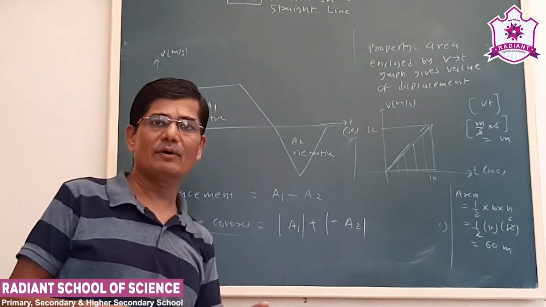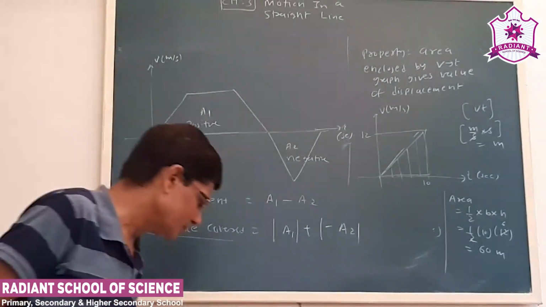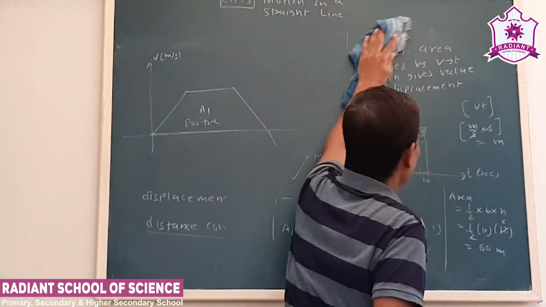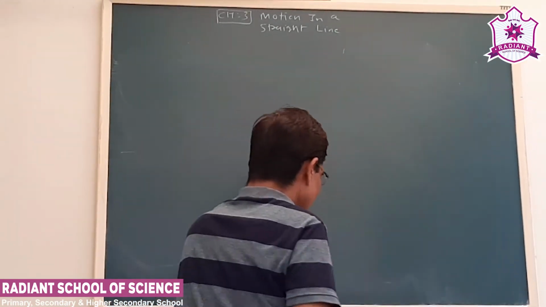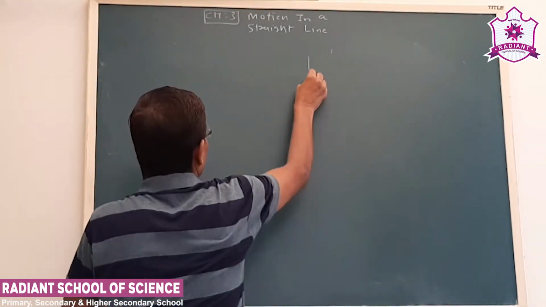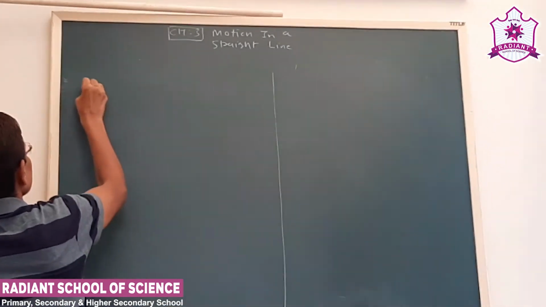So this is about the velocity versus time graph. Now next is a very important topic, that is the kinematic equations, the kinematic equations of motion in one dimension.